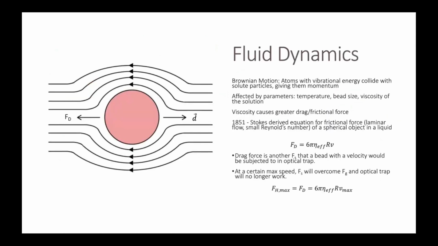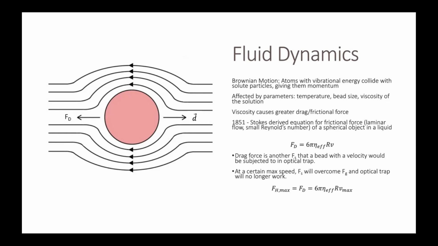And now we get to fluid dynamics. As we will be relating speed to the minimum intensity needed to hold the bead in the actual lab, we need to understand the groundworks on fluid dynamics and Brownian motion. In our solution, there are atoms with vibrational energy, and these atoms will eventually hit the edges of the solid particles, or beads in our case, and provide the bead with some momentum that the atoms will eventually lose.